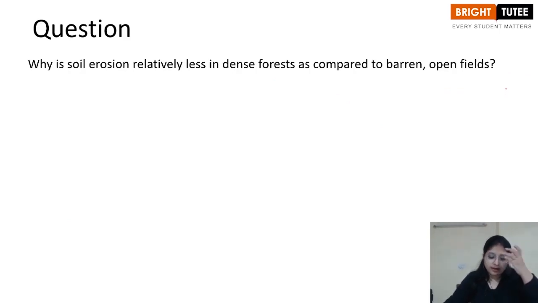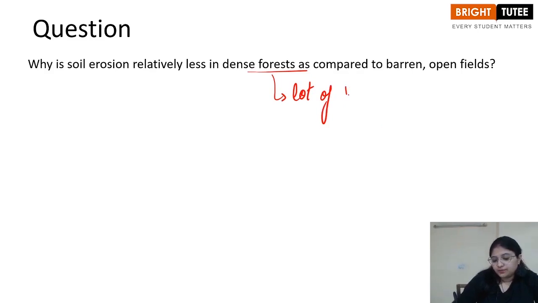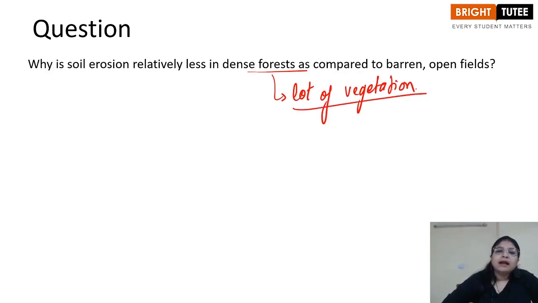Why is soil erosion relatively less in dense forests as compared to barren open fields? The reason is that in the forest there is a lot of vegetation. The forest consists of small plants, tall trees, and various kinds of plants which help in binding the soil together. Whenever there is strong wind blowing or water coming through, the topsoil is not eroded because of the vegetation, which helps in binding the soil together, whereas no such binding is seen in the barren or open fields, right? And that's the reason why soil erosion is less in the case of forests and more in the case of barren and open lands.